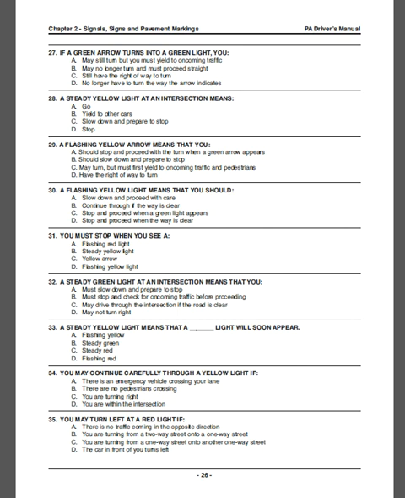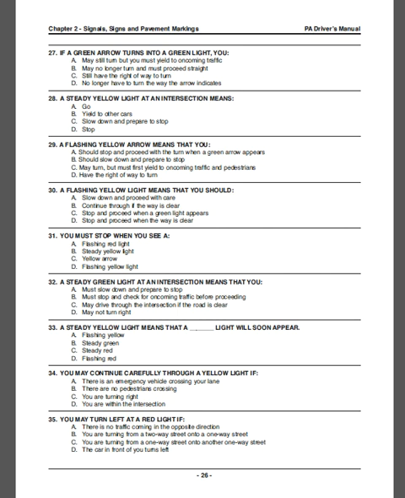32. A steady green light at an intersection means that you A, must slow down and prepare to stop. B, must stop and check for oncoming traffic before proceeding. C, may drive through the intersection if the road is clear. D, may not turn right. The answer is letter C. You may drive through the intersection if you have a steady green light as long as the road is clear.